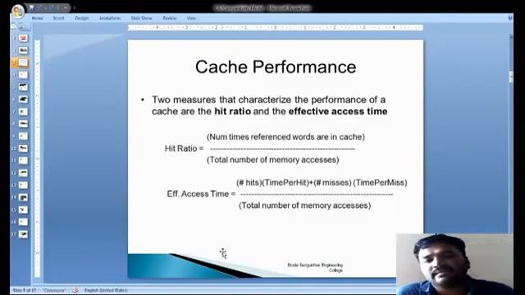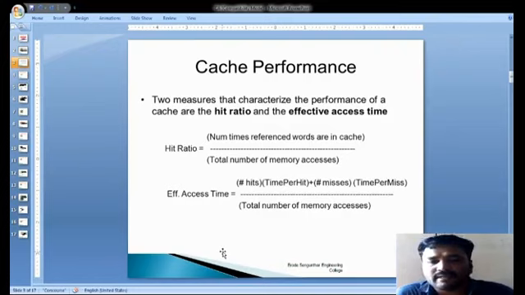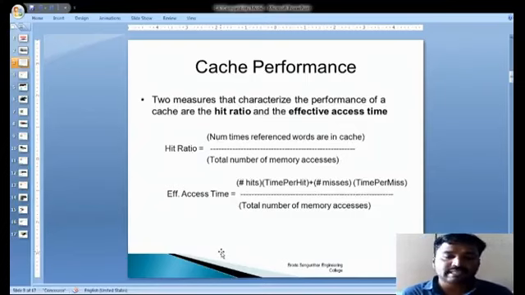Whereas effective access time is the total number of hits into time per hit, followed by the sum of total number of misses and time per miss, divided by the total number of memory accesses needed for cache hit and cache miss. That is called effective access time. So access time is common, right? So it needs to have a correlation between cache hit numbers and cache miss numbers also.